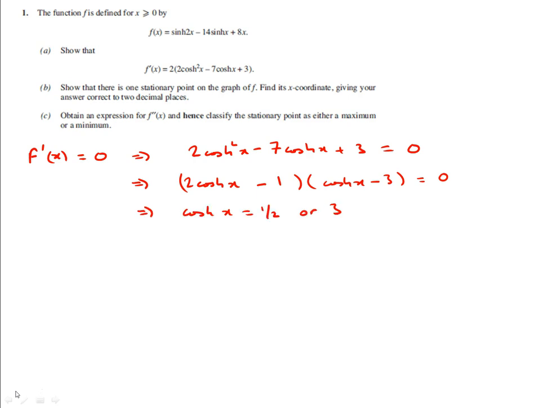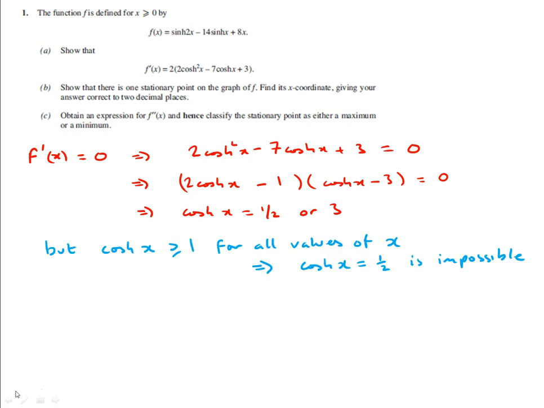which tells me that either cosh x is a half or cosh x equals 3. Now if you think about the cosh function and can picture its graph, you'll remember that the value of cosh x is always at least 1. So the fact that we know that cosh x is always at least 1 tells me that cosh x equals a half is impossible. If you didn't remember that and you tried to find inverse cosh of a half, you'd find your calculator would give you an error message.